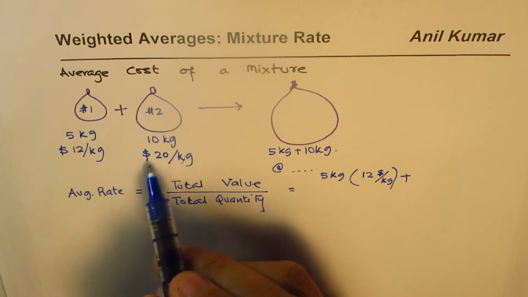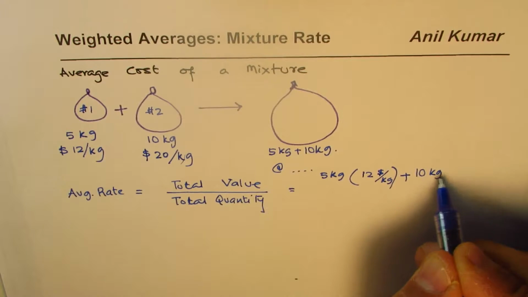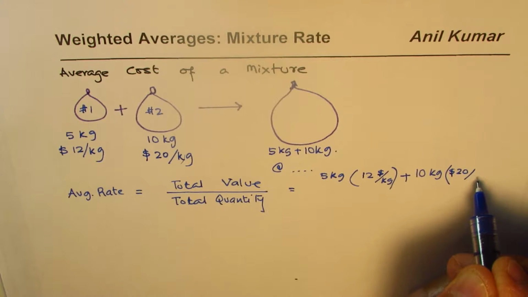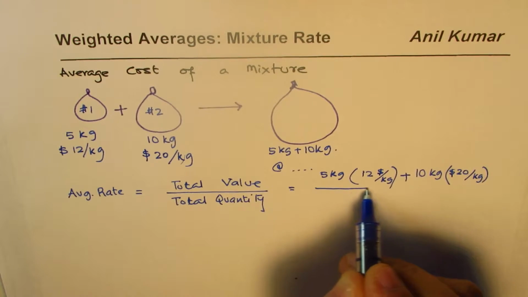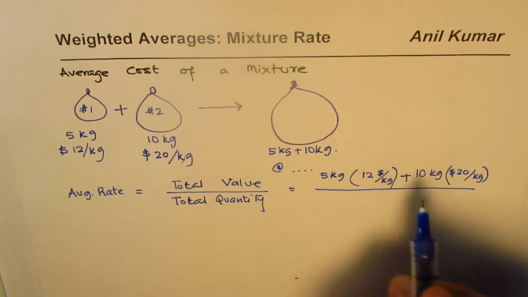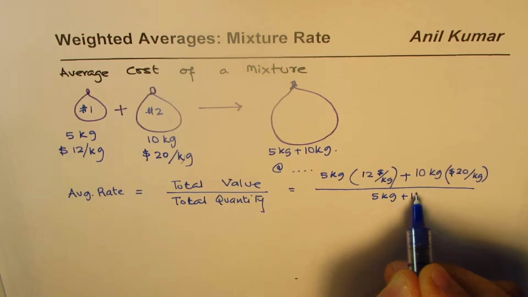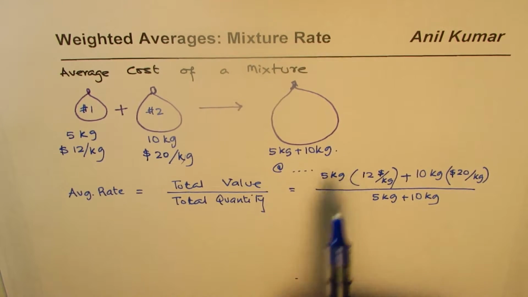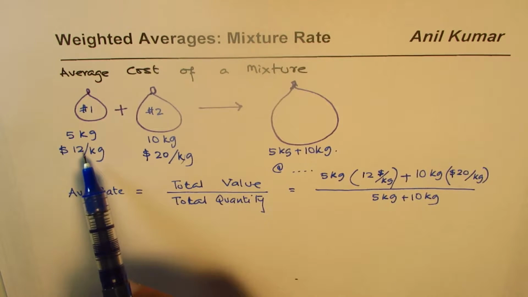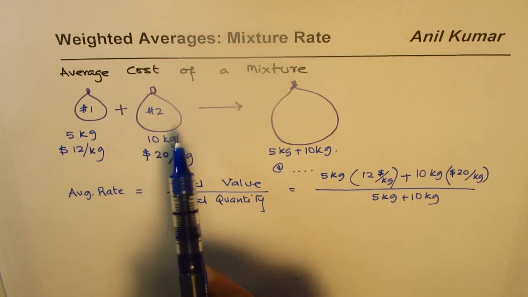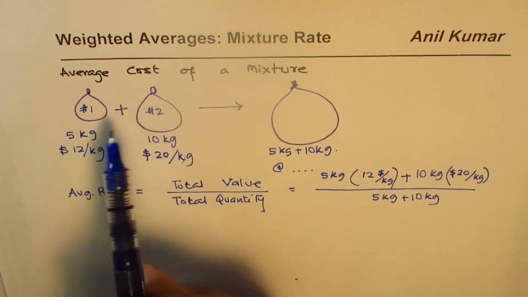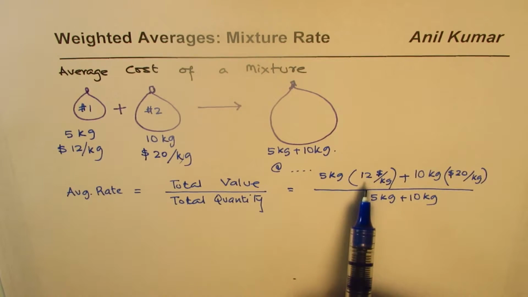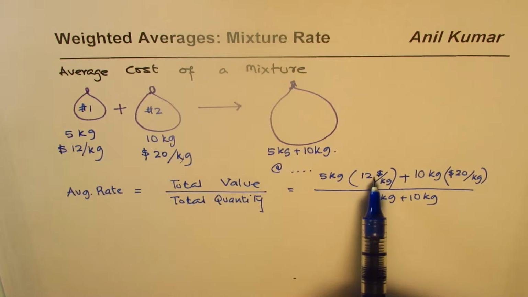Plus value of this is 10 kg times the rate, which is, you could write $20 per kg, both are same things, okay? Divided by total quantity. Total quantity we know is 5 kg plus 10 kg, right? Now that is how you get average rate. Remember here, we have multiplied the quantity with the rate and then added the two, right? It could be a mixture of more than two materials. But when there are two items, that is how we write, and that is what we mean by weighted averages, correct? So we have multiplied these to get the value of each.